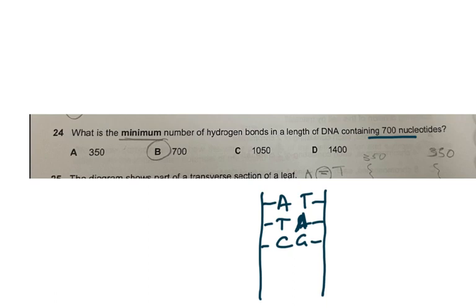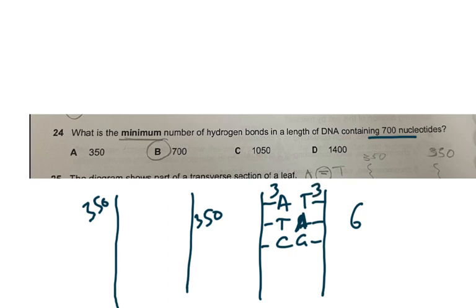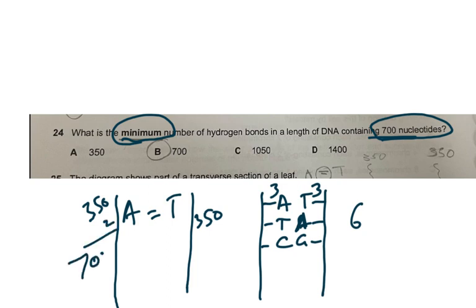So here, what do we have? We have 6 nucleotides, but 3 on one side, 3 on the other side. So in this situation, we would have 350 on this side and 350 on this side. If I said there's 6 nucleotides, I mean 3 on this side and 3 on this side. So if I asked you 700 nucleotides, it would be 350 on this side, 350 on this side. Minimum number means 2. It means all of them are A and T, so 2 hydrogen bonds. So 350 into 2 is 700. This is how we calculate the minimum number of hydrogen bonds.